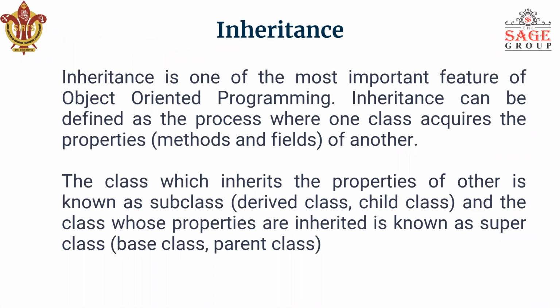Now, as we know, inheritance is one of the most important features of object-oriented programming. Inheritance can be defined as the process where one class can acquire the properties of another class. That means one class uses the properties of another class, that is, the methods and the fields of that particular class.